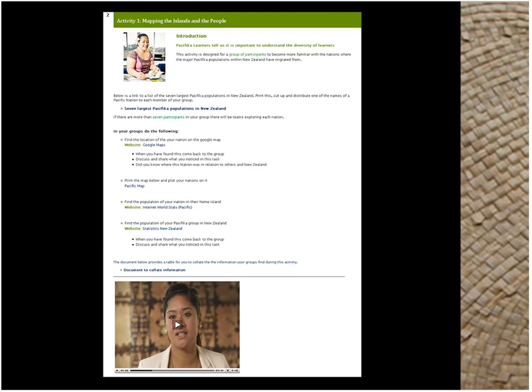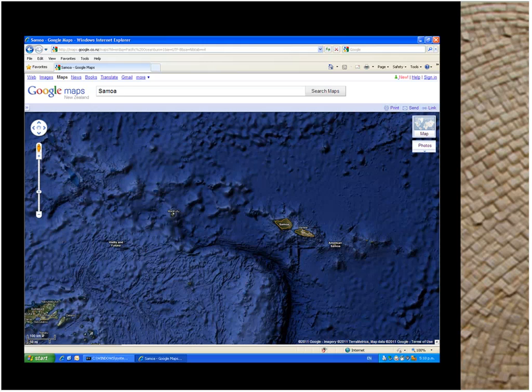The first activity, we get staff to start thinking about who are Pasifika learners, where they come from, and it identifies the 7 largest Pasifika populations in New Zealand. We use a lot of internet resources, so we utilize Statistics New Zealand in some of the activities. And first we use Google Maps, so I think that's quite a unique way. We use the internet to start exploring the Pacific and look at how vast it is, and really get staff to understand that we don't all come from the same place, and how big and how vast the ocean is.